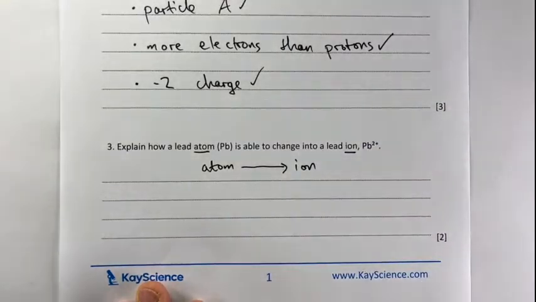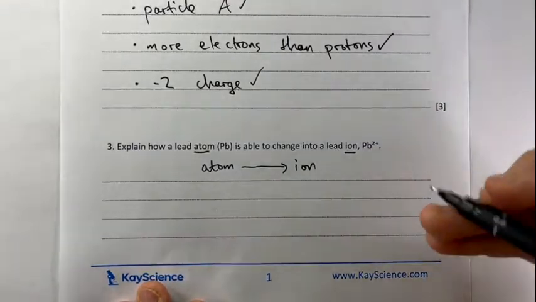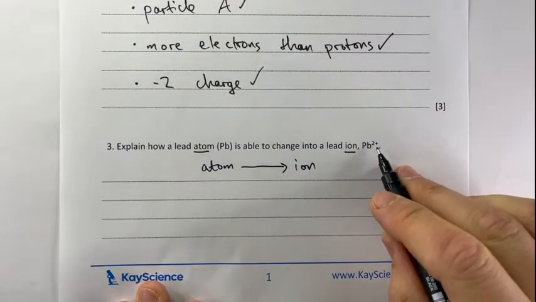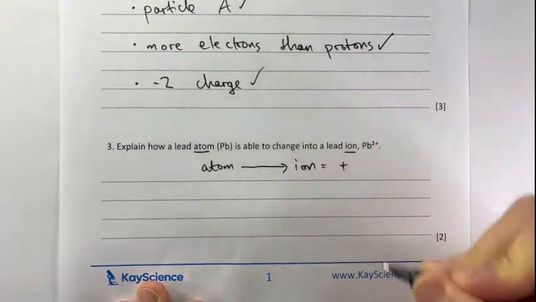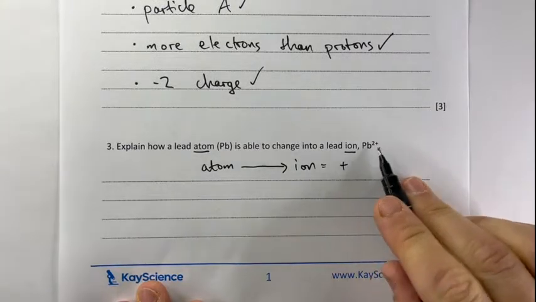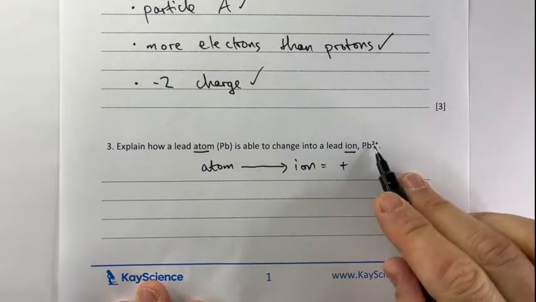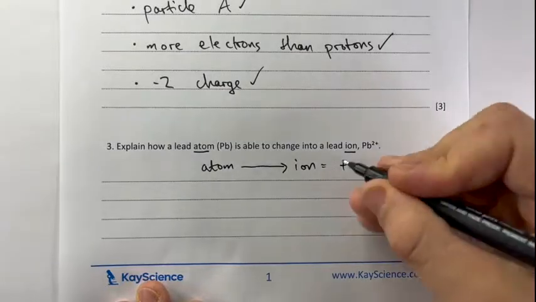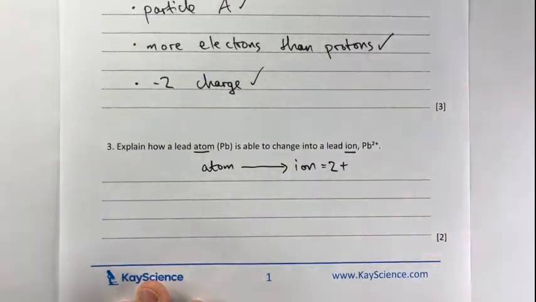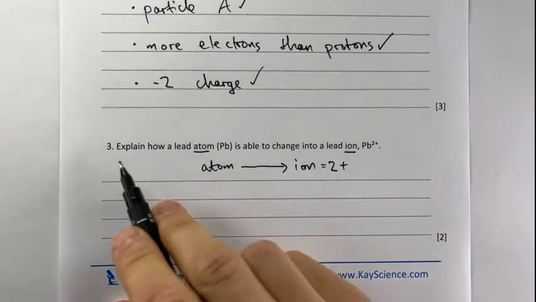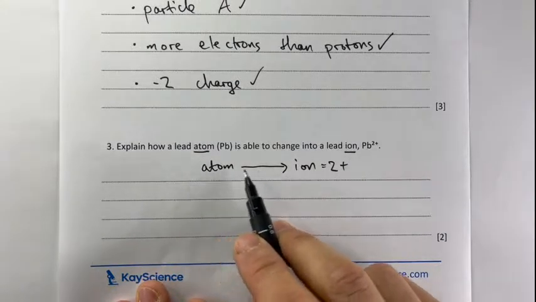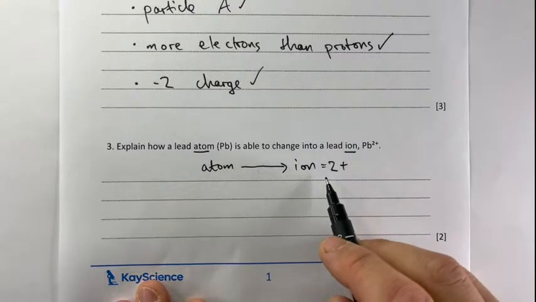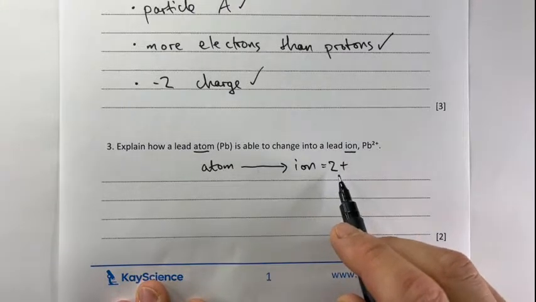Now, what type of ion are we going into? We're going into a positively charged ion. Okay, positively charged. But what is the charge? The charge is Pb2+. Okay, so we're going to write the ion has a charge of 2+. So we need to give a reason why the atom is now an ion with a charge of 2+. This is super, super easy.